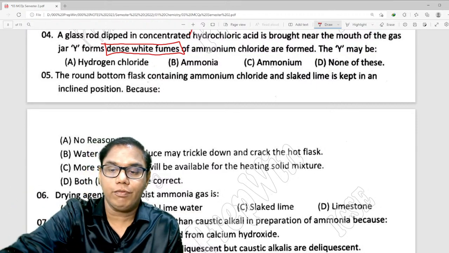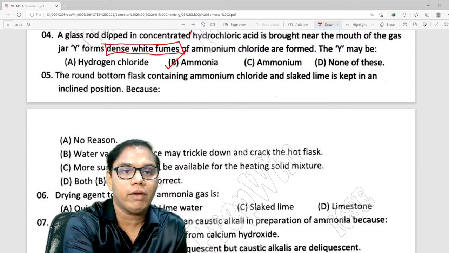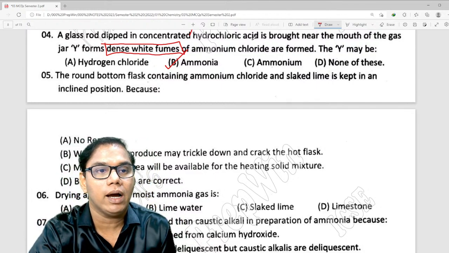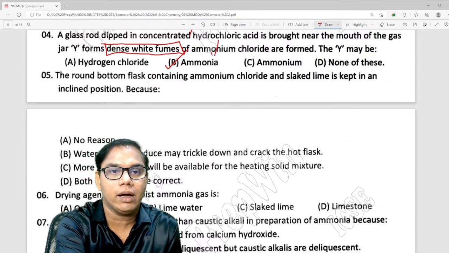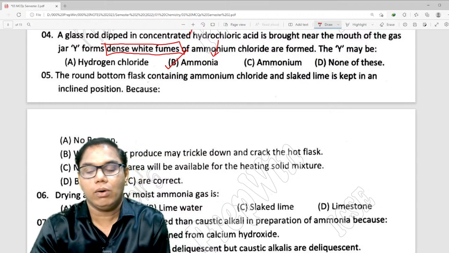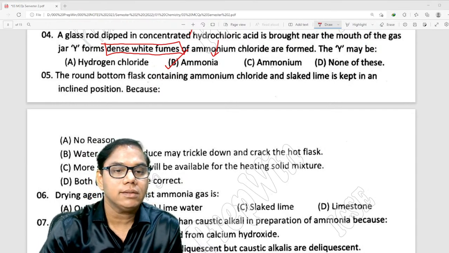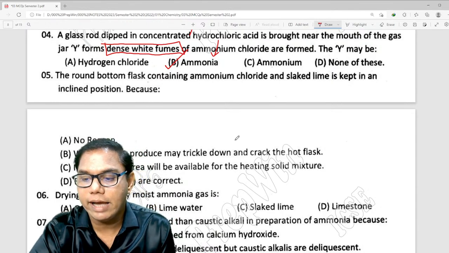What is fourth B? Oh, I have given the answer. Question number 4 is B, ammonia. HCl alone does not produce it. HCl and ammonia produce ammonium chloride, which is the dense white fume. Right, is it fine? Let's move ahead, the next one.